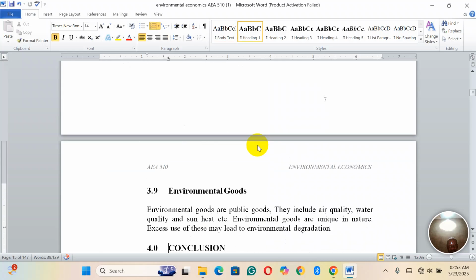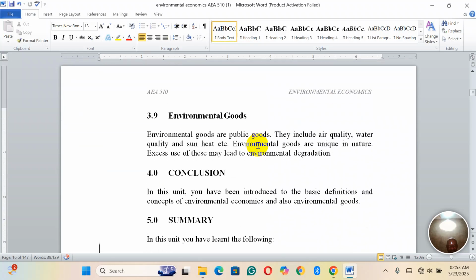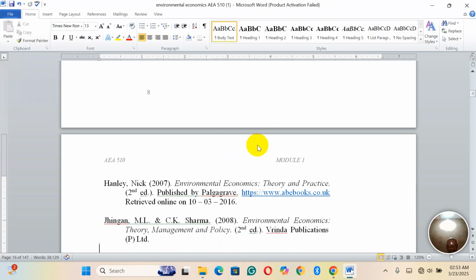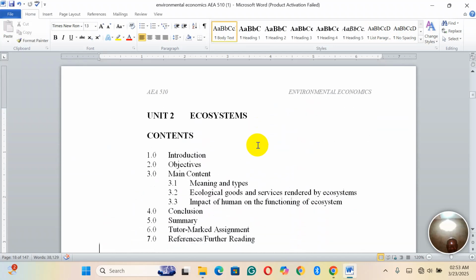Then we also move on to the environmental goods. Environmental goods are public goods. They include air quality, water quality, and sun heat. Environmental goods are unique in nature. Excess use of these may lead to environmental degradation. So we're moving on to the next one, which is the ecosystem.